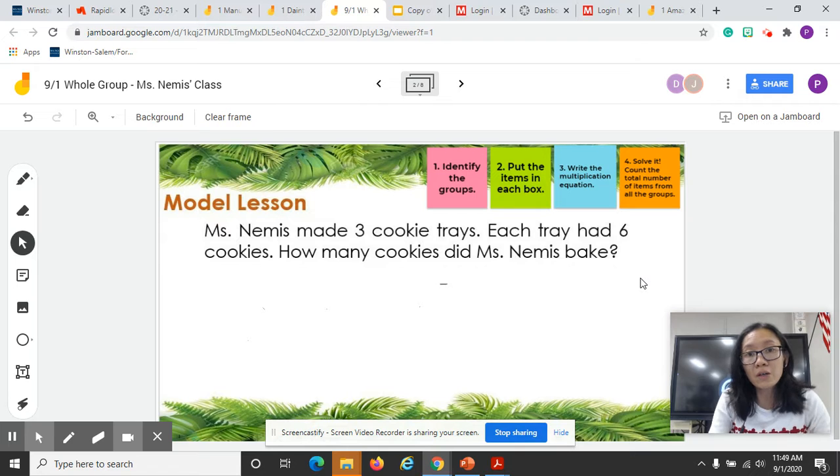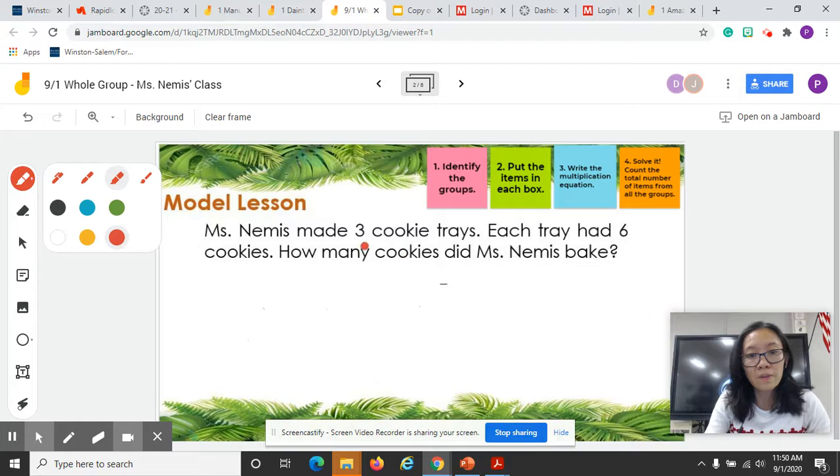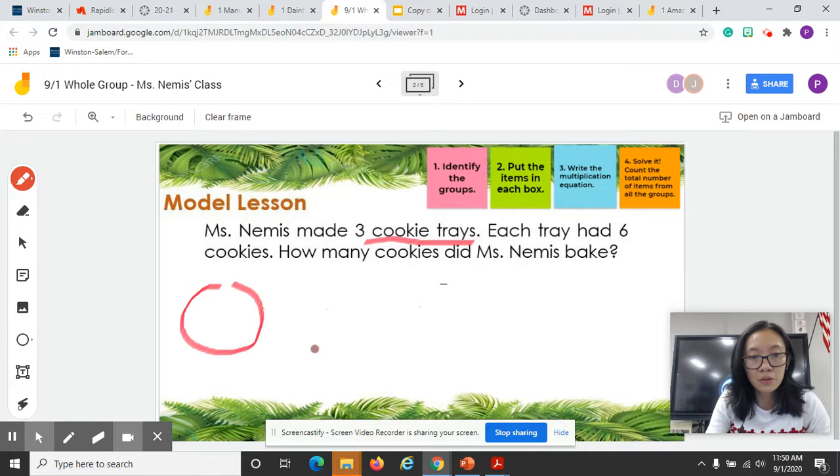Just like what we've talked about, groups are usually represented by containers. It could be packs, trays, or boxes, or sometimes groups might represent the people involved in the problem. In this case, we have 3 cookie trays, so that will serve as our equal group. Let me underline that one. So there are 3 cookie trays, which will represent my group. Let me draw 3 big circles. 1, 2, and 3.